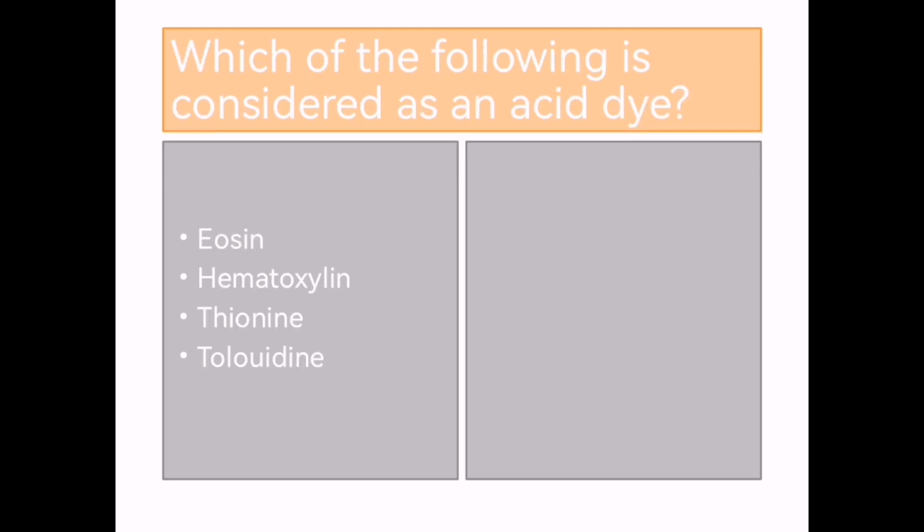Next, which of the following is considered as an acid dye? Alin dito ang acid dye? A. Eosin, B. Hematoxylin, C. Thionin, D. Toluidine. The answer here is Eosin. The rest are basic or alkaline dye. Ang eosin lang ang acid dye sa choices na ito.